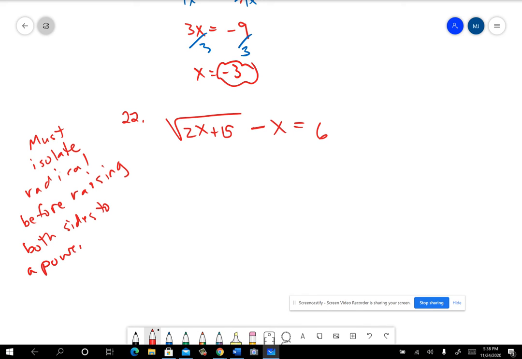And you know, if it's cube root, I'm going to raise it to the third power. If it's square root, I'm going to raise it to the second power. But I'm not going to do it right now. I got to get that radical isolated. So let me get the x over to the other side first. Then I would get to here.